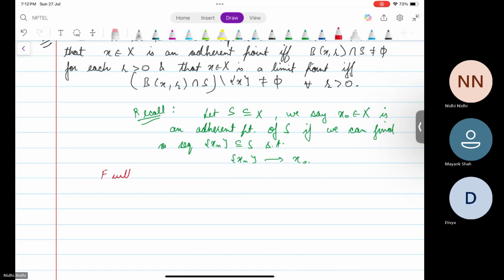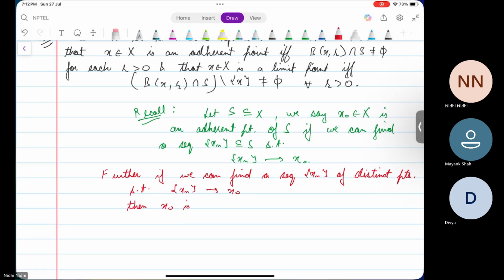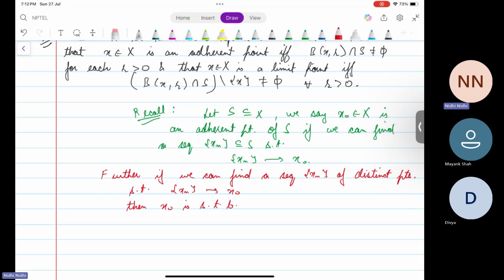Further, if we can find a sequence xn of distinct points, the terms in the sequence are distinct, such that again xn converges to x naught, then this x naught is said to be a limit point of S.